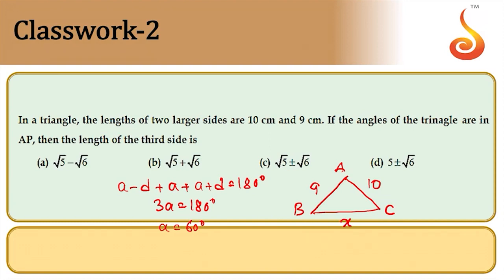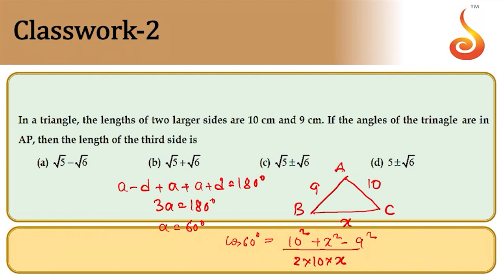So what is given? The middle angle is 60 degrees. One angle will be less than 60 and another angle more than 60. So let us take one of the angles as equal to 60. Using the cosine rule, cos 60 is equal to 10 square plus x square minus 9 square divided by 2 into 10 into x.